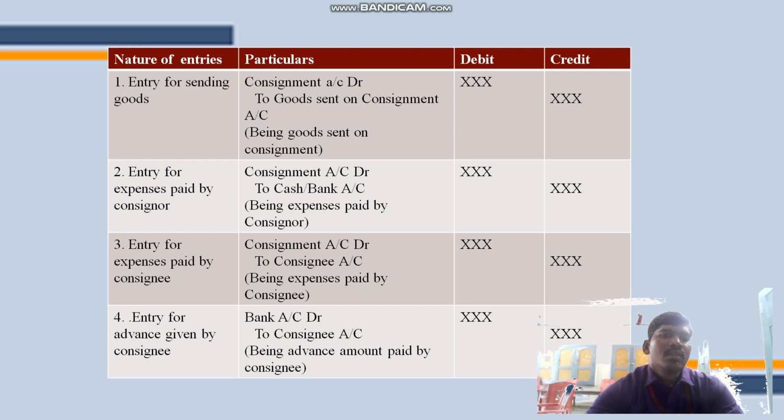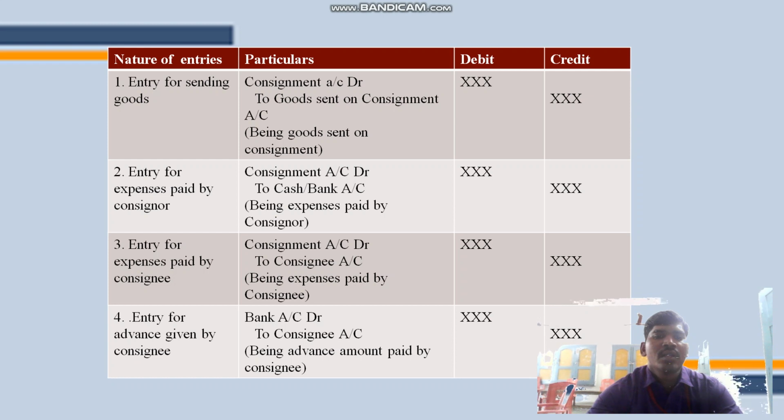And then the entry for expenses paid by the consignor. For this, the journal entry is Consignment Account debit to Cash or Bank Account. This means the expenses need to be debited in the consignment account, and we credit the person who is paying. As the amount is being paid from the bank account, we are crediting the bank account.